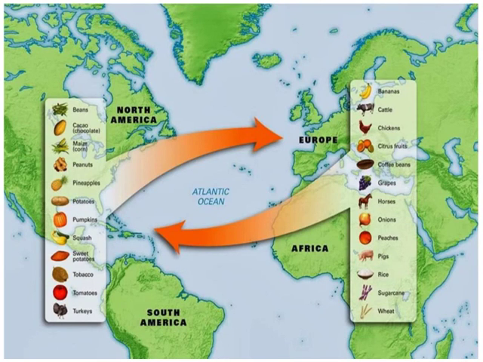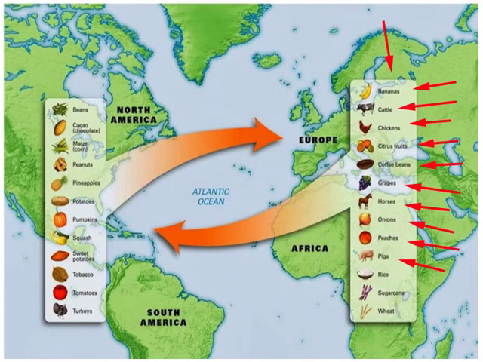Now this illustration explains how the Columbian Exchange works. You'll notice there's a number of products on here, and the way the Columbian Exchange works is you have products that originated in Europe. Things like bananas, cattle, chickens, citrus fruits, coffee beans, grapes, horses, onions, peaches, pigs, rice, sugarcane, and wheat. All of these products are native to Europe, and they were brought to North America in the Columbian Exchange.